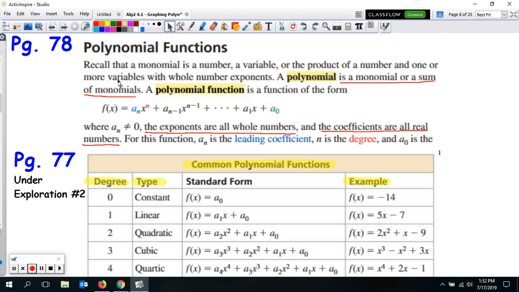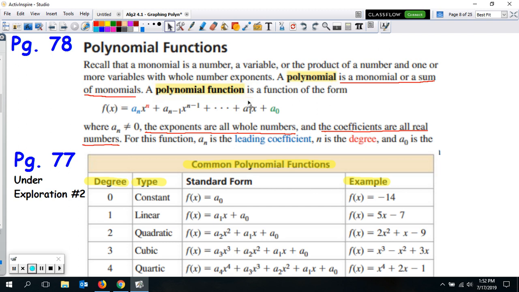And one or more variables with whole number exponents. Well, a polynomial is a monomial or a sum of monomials. So that's what a polynomial is. So you're adding or subtracting these monomial terms, that creates a polynomial, which we can describe as a binomial, a trinomial, and those are 2 terms, 3 terms, like the video was saying. So go ahead and write that down for polynomial.